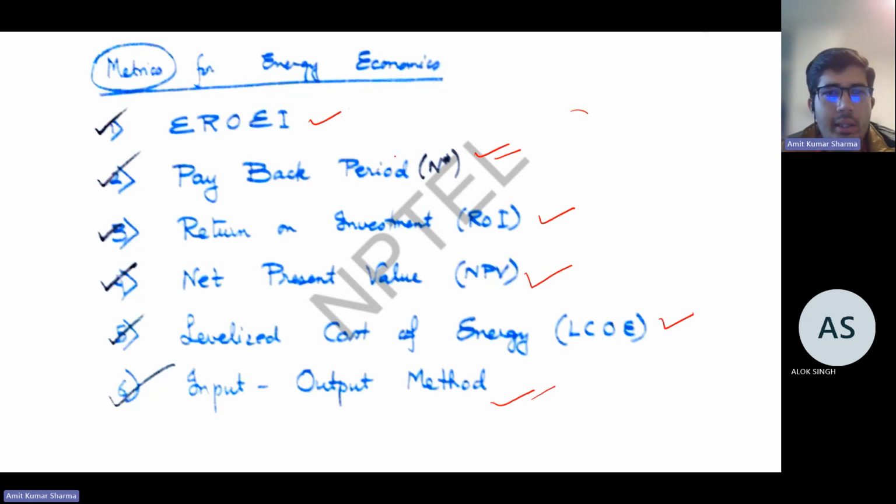So these three are not considering the time value of money. Okay. And these two, net present value and LCOE, they are considering the time value of money. Okay.